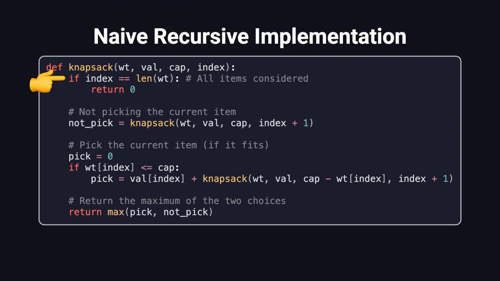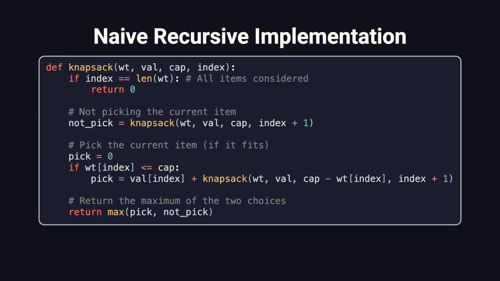Then we explore 2 paths. 1, we skip the current item. That means we move on to the next item without changing the capacity. 2, we take the current item, but only if its weight doesn't exceed the remaining capacity. If it fits, we add its value and subtract its weight from the capacity, then recursively move to the next item. Finally, we compare the 2 outcomes, take or skip, and return the larger value.